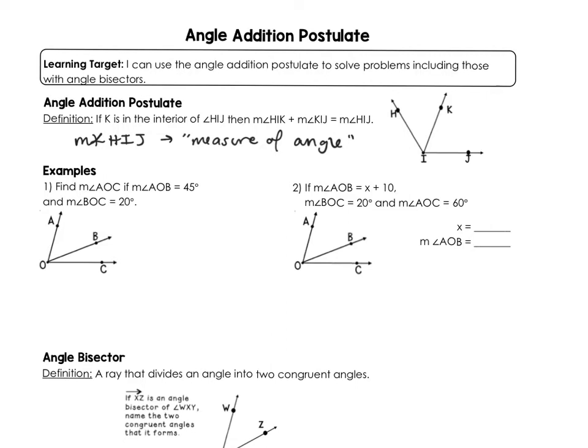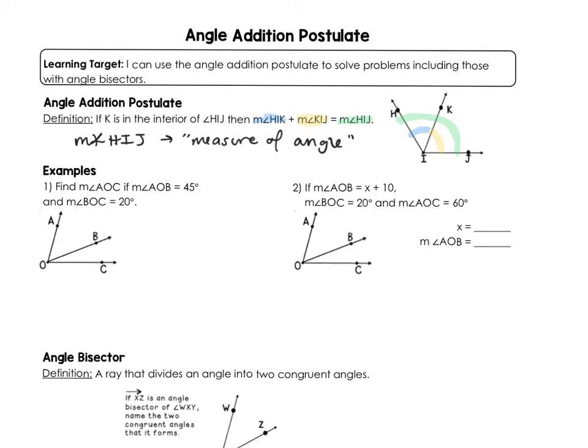So angle addition is a lot like segment addition. So we have the measurement of angle HIK. That's this angle right here. Plus the measurement of angle KIJ, that's this one right here. If we add those angles together, we get that entire angle, angle HIJ. So it's like saying the small part on the top plus the bigger part on the bottom equals the whole thing.